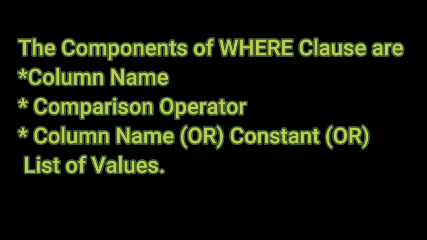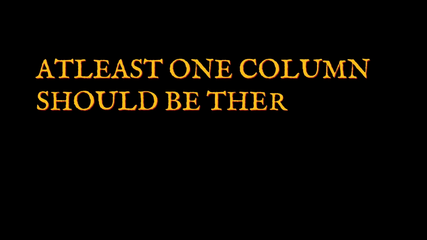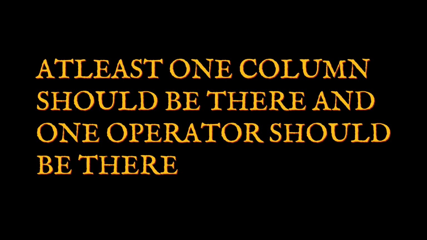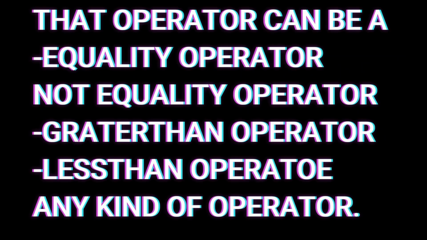Okay, the components of the where clause are column name, comparison operator, and column name or constant or a list of values. Any of these can be there. Okay, at least one column should be there and one operator should be there. That operator can be an equality operator, not equality operator, greater than, less than, any kind of operator. Okay, the operators we will learn today.